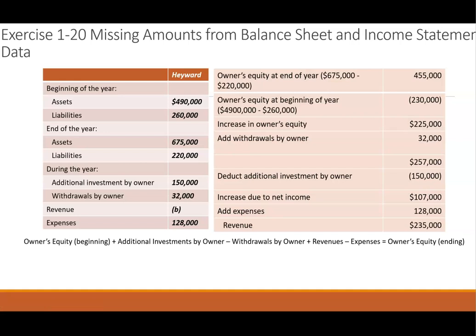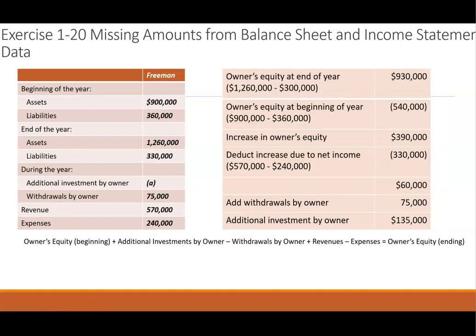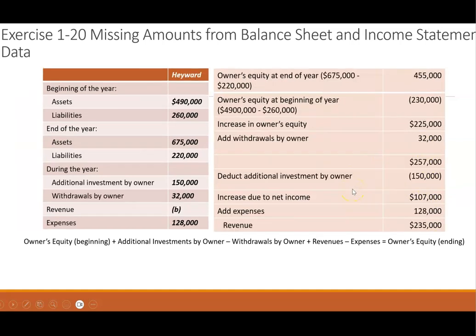Let me just make sure I'm not giving you bad advice. 930, 540, additional investment by owner, because it all has to balance. Beginning of the period, ending of the period, the difference has to be what was added as net income, what was subtracted as withdrawals or drawing, and then what was put in as an investment. They all have to equal here.